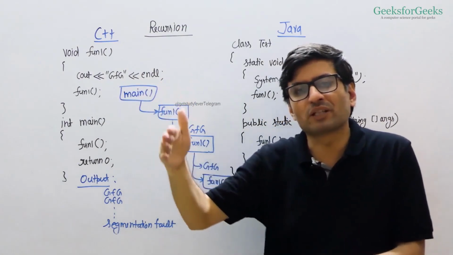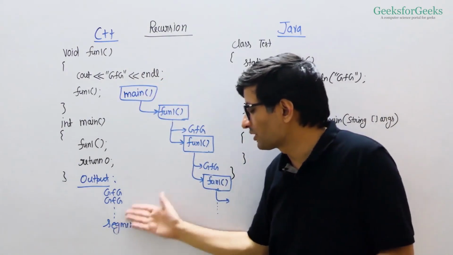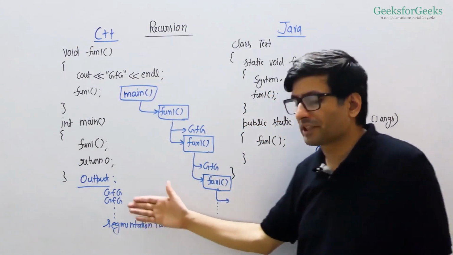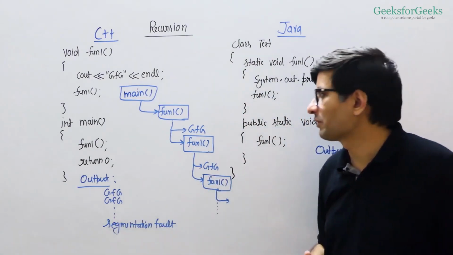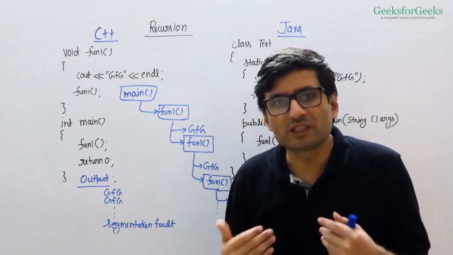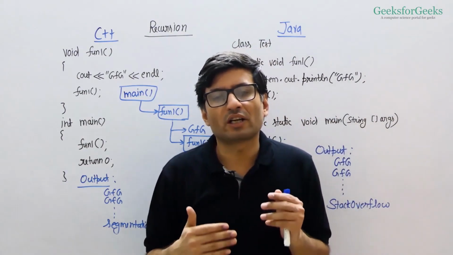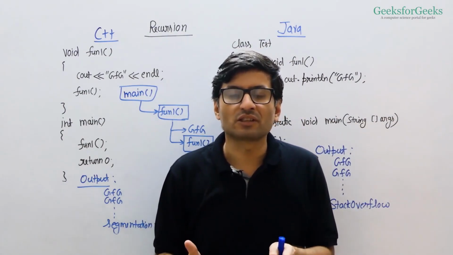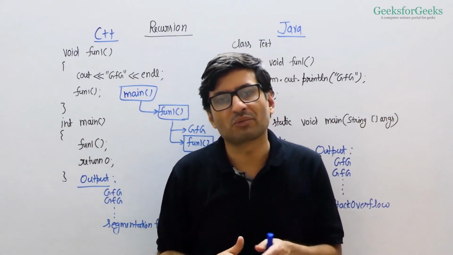And when that memory becomes full, you get errors in both C++ and Java. In C++ you get a segmentation fault, in Java you get a Stack Overflow. So how do we fix this problem? How do we correct these recursive functions so that they terminate at some point?